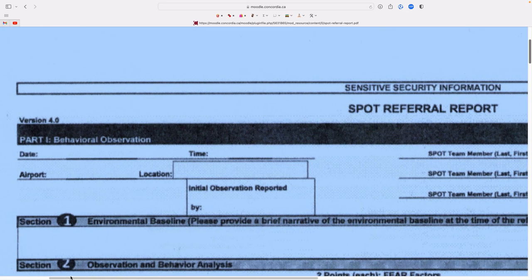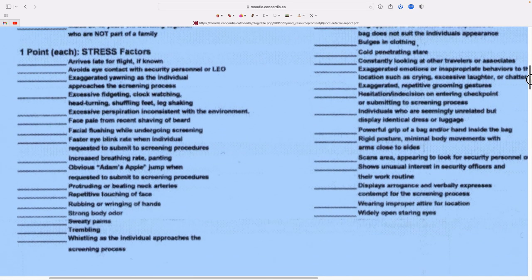I'll try my best. Okay, so the SPOT program, it's a point-based system. Basically, they're going to look for certain indicators, and if they see the indicators, then they're going to give you a point. And if you get enough points, then they're going to do something about it. Just because you get a point doesn't necessarily mean there's going to be some consequences.